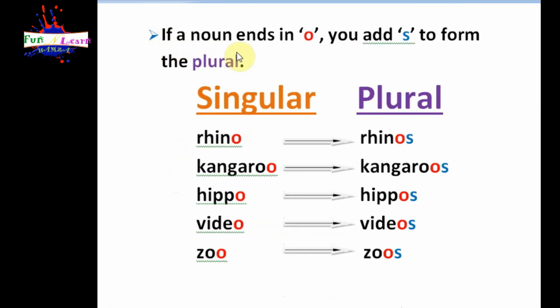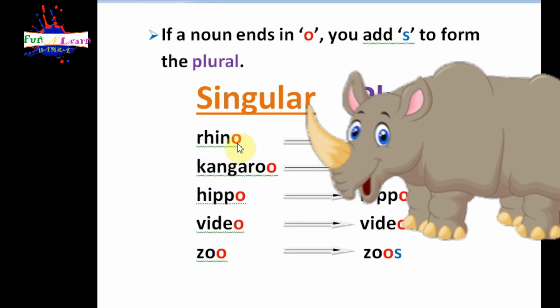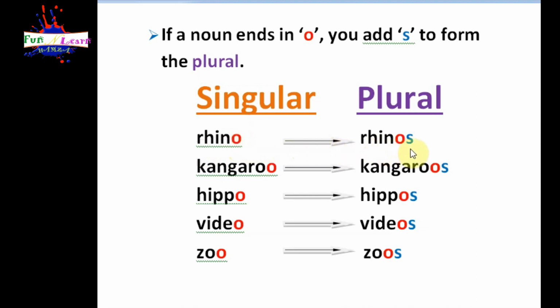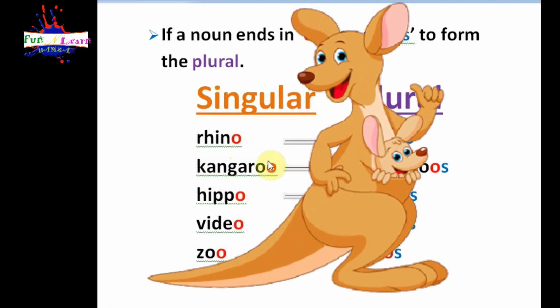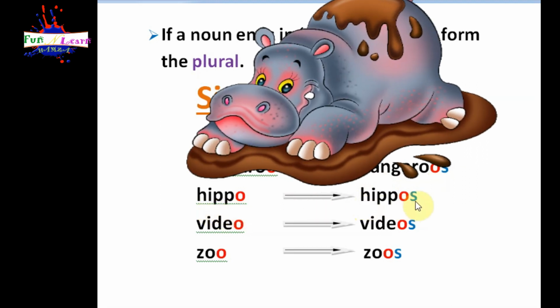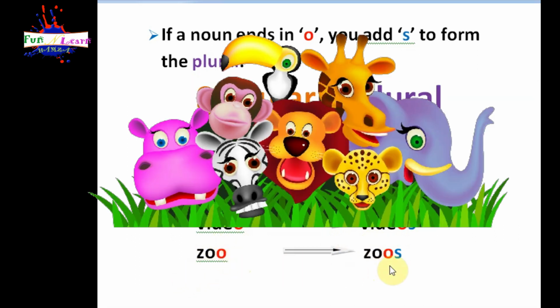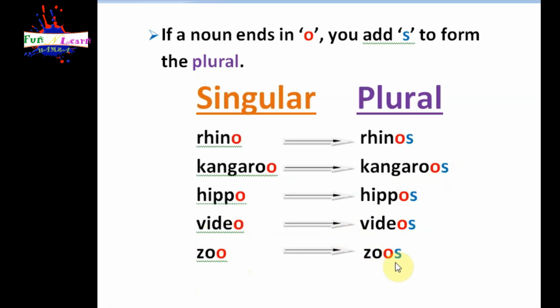Another one. If a noun ends in O, you add S to form the plural. Let's see. Singular, if we have rhino. It's a singular noun ending in an O, but to make it a plural, we need to add S, rhinos. Kangaroo, again ending with an O, a singular noun. To make it a plural, we will just add an S, kangaroos. Same goes for hippo, hippos. Video, videos. Zoo, another one ending in an O, you will just add an S to make it a plural, zoos.